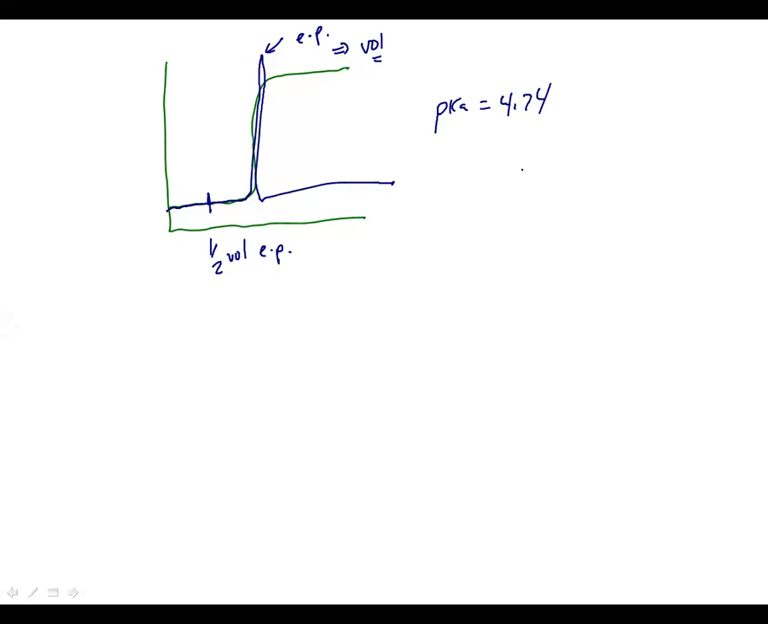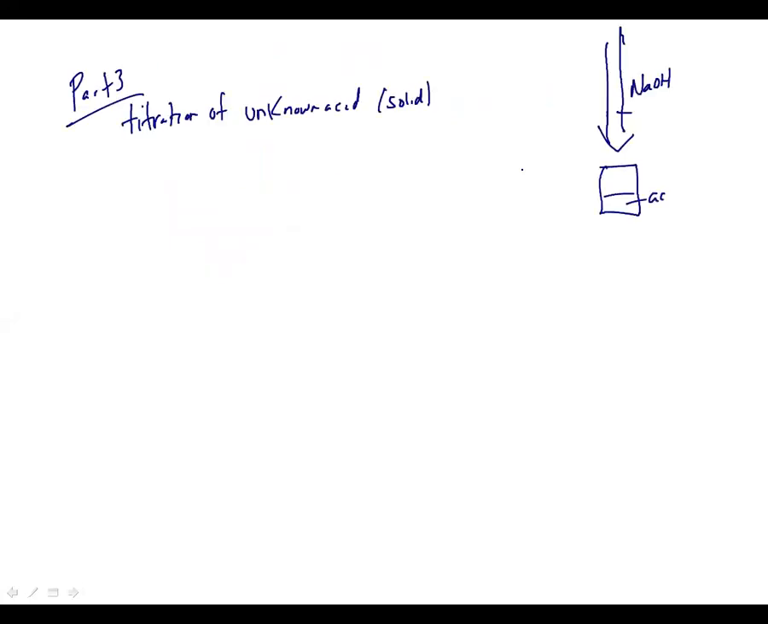All right, so that brings us to part three. I believe in part three, you're again going to be looking for the whole curve, and you're going to be trying to find out a couple of things about the unknown acid. I believe you'll also be trying to find the pKa value, or maybe the Ka value. I don't remember which one, or both.